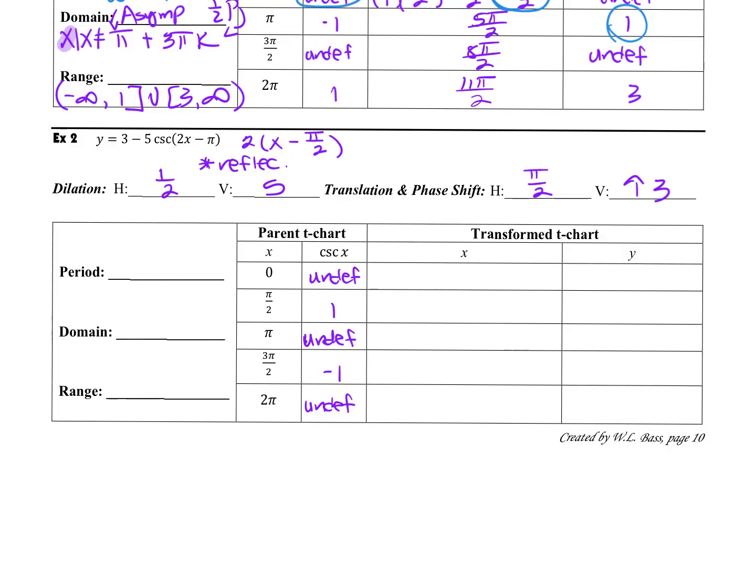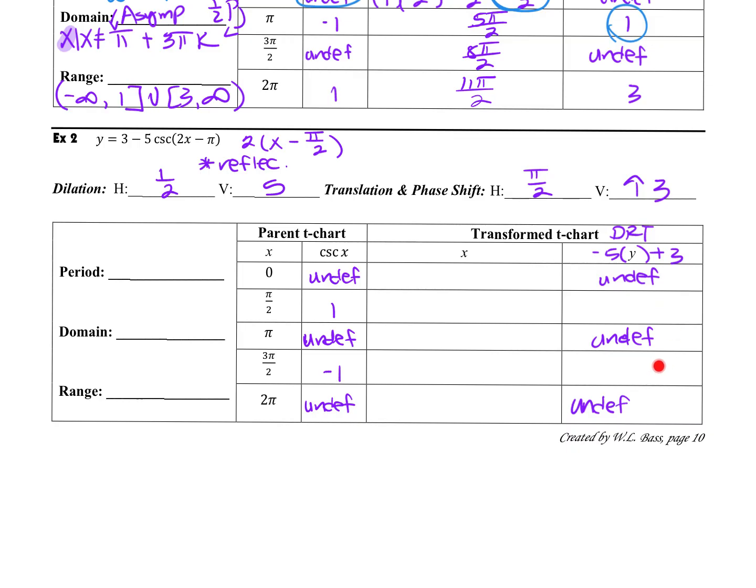Just like we did before, our y's are going to be pretty straightforward to do. We do need to follow our DRT. So that means that we're going to take our -5 times our y value, and then we're going to add our 3. That means that this will still say undefined. We won't have to do very many. Let's go ahead and fill in where these asymptotes are going to happen.